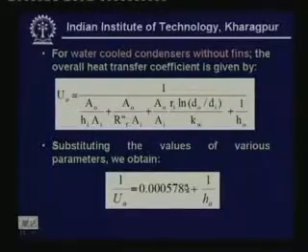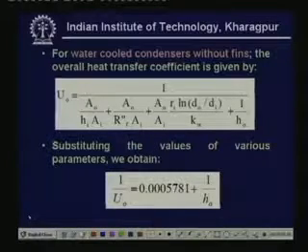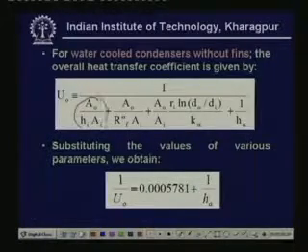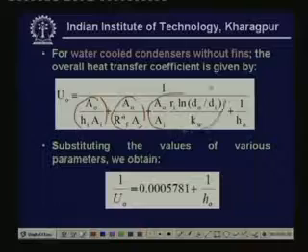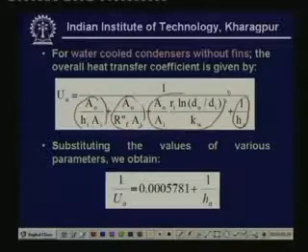Before that, for water cooled condensers without fins, the overall heat transfer coefficient is given by this formula. This also I have explained in the last class. As you know, this is the convective resistance of the inside, this is the fouling resistance on water side, and this is the resistance offered by the wall, and this is the external resistance.